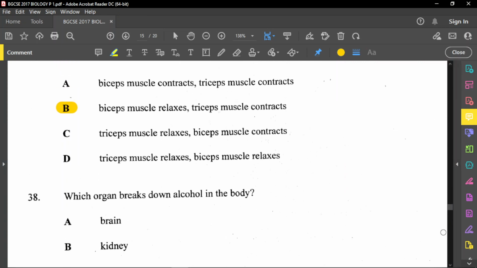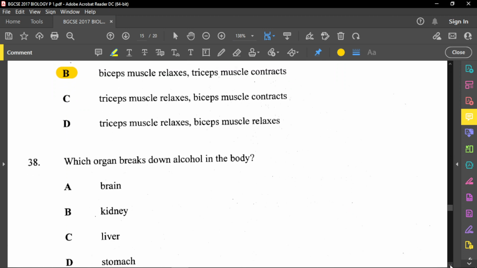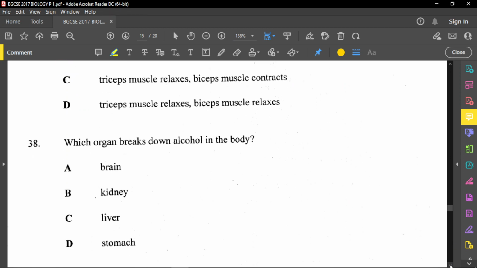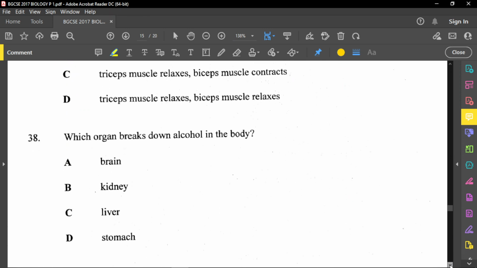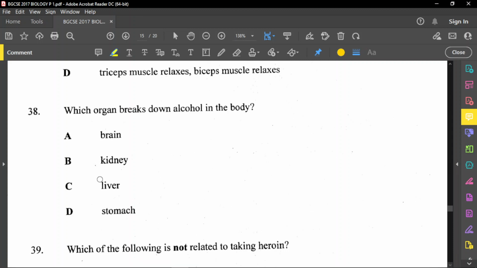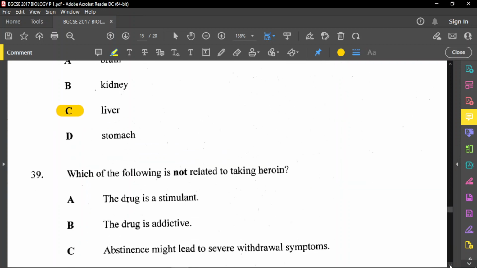For 38, it's which organ breaks down alcohol in the body, and the liver is what breaks down alcohol in our body. All right. As a matter of fact, the liver plays so many important functions, and I'm saying, please know all the functions of the liver, know what is taking place in the liver. Please make sure you know that, because even if you have some knowledge about it, at least if you see any question, you know exactly how to treat the question.